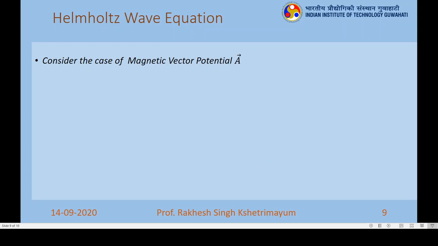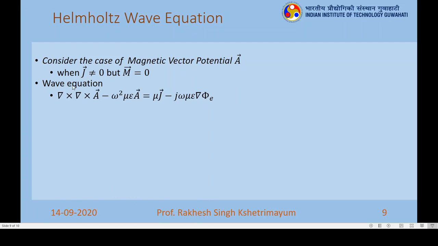We can also consider a case of magnetic vector potential. In that case, J will not be 0 but M will be 0. Electric current density is non-zero but magnetic current density is 0. In that case, we can also do a similar kind of analysis. For that case, the wave equation will turn out to be similarly curl of A minus omega square mu epsilon A equal to mu J minus j omega mu epsilon del phi e.